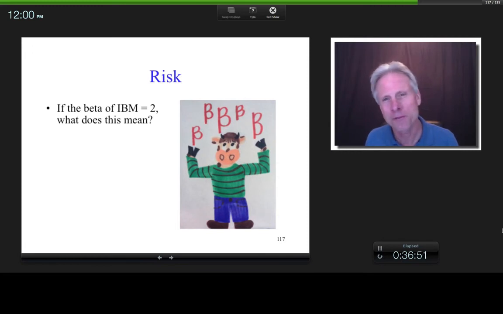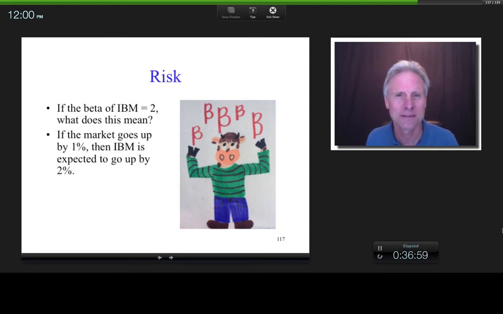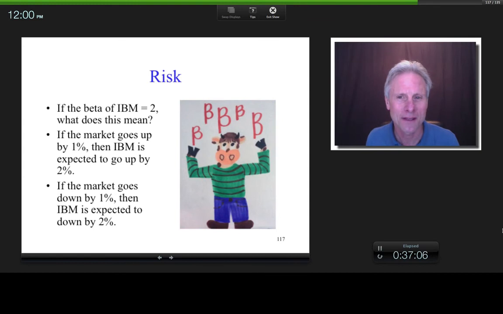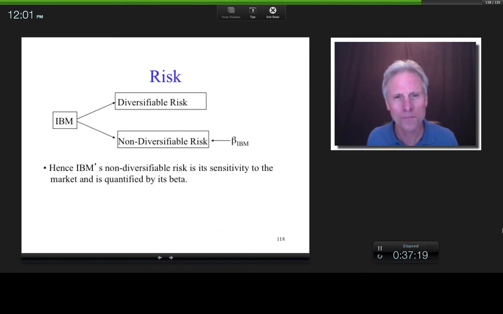Well, that means that if the market went up by 1%, you'd expect IBM to do what? Go up by 2%. What if the market went down by 1%? Then you expect IBM to do what? Go down by 2%. So in other words, beta is sensitivity to market movements. Now that I've got beta, I can easily translate it into English. So now we've achieved our goal of quantifying non-diversifiable risk, and that is by any individual security's beta.